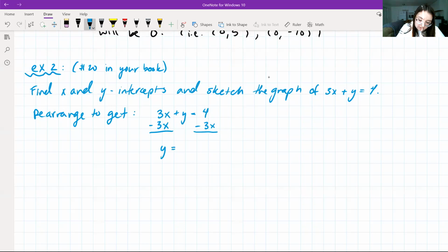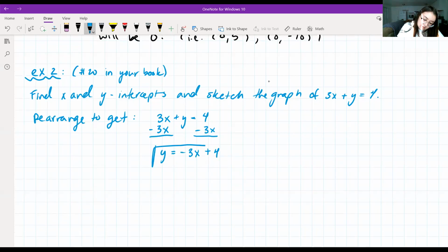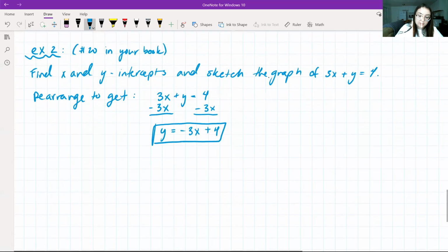To get y is equal to negative 3x plus 4. So this is what we're going to use instead. All right. So we have y is equal to negative 3x plus 4, and we want to find our x-intercept and our y-intercept. So we can start with our x-intercept. I'm going to write x-int just as an abbreviation.